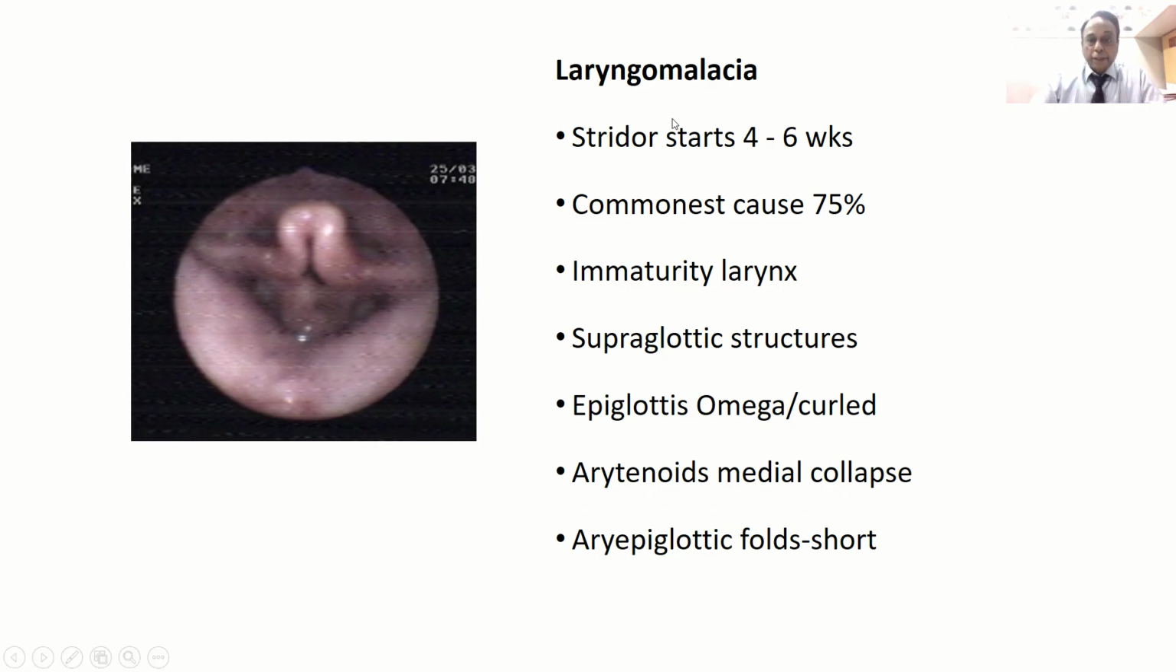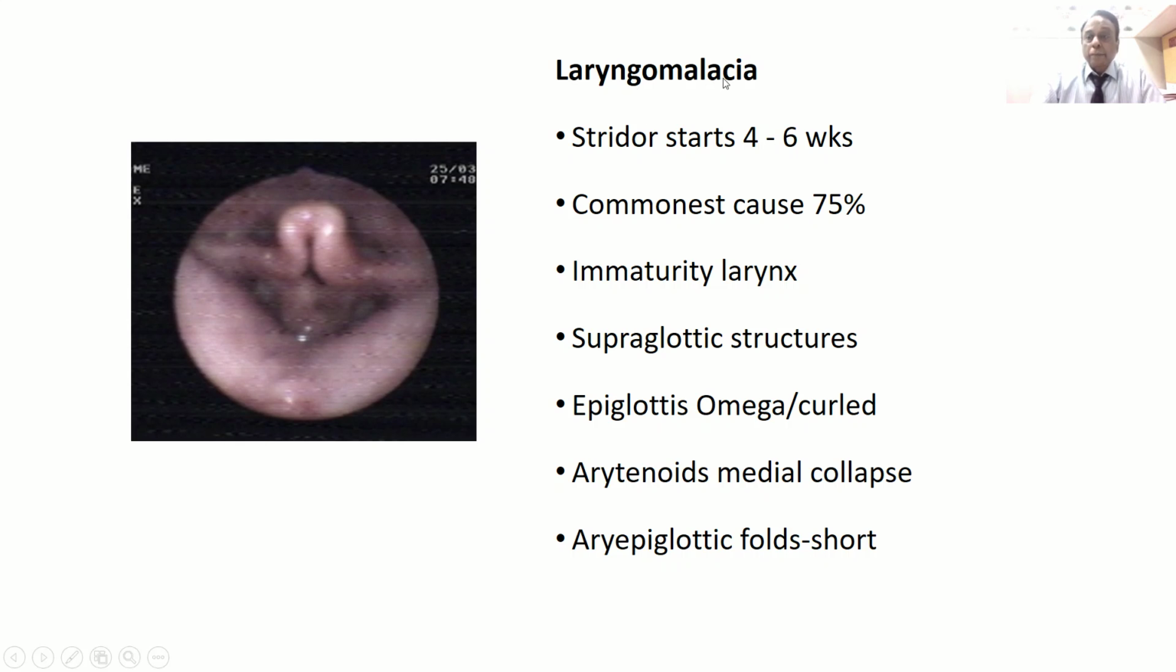Laryngomalacia typically happens after 4 weeks, but anything that happens immediately after birth, I am telling you about the stridor. Laryngomalacia typically presents with inspiratory stridor after 4 to 6 weeks. But anything that happens before that is not laryngomalacia, because other causes like subglottic stenosis or vocal cord paralysis start very early.